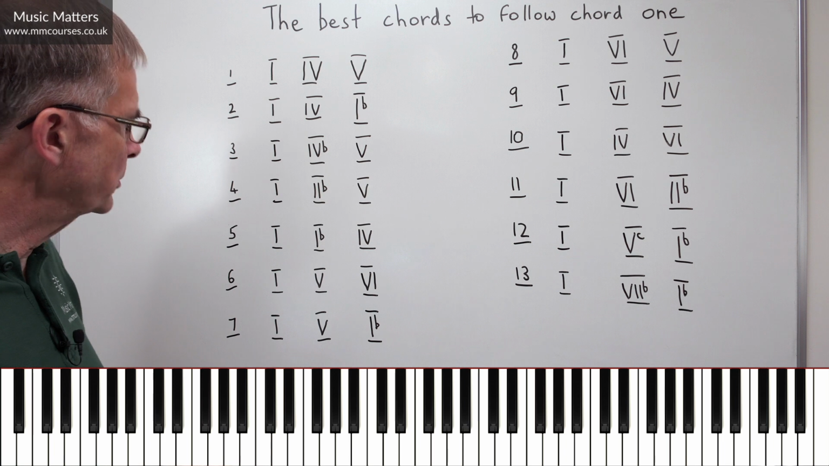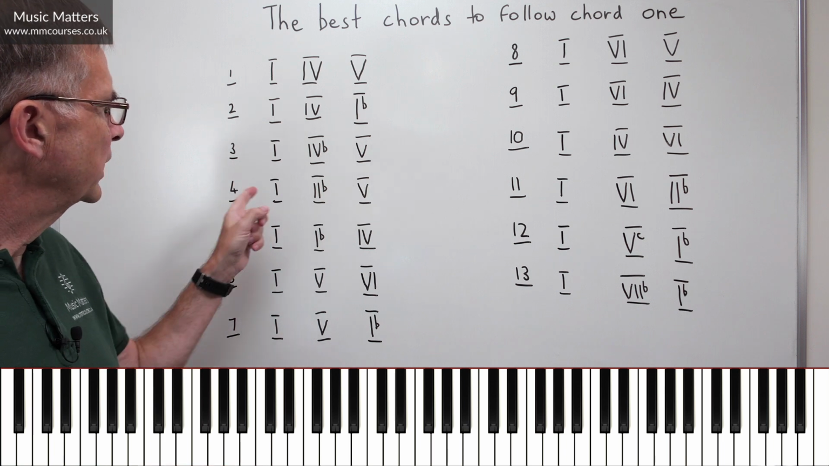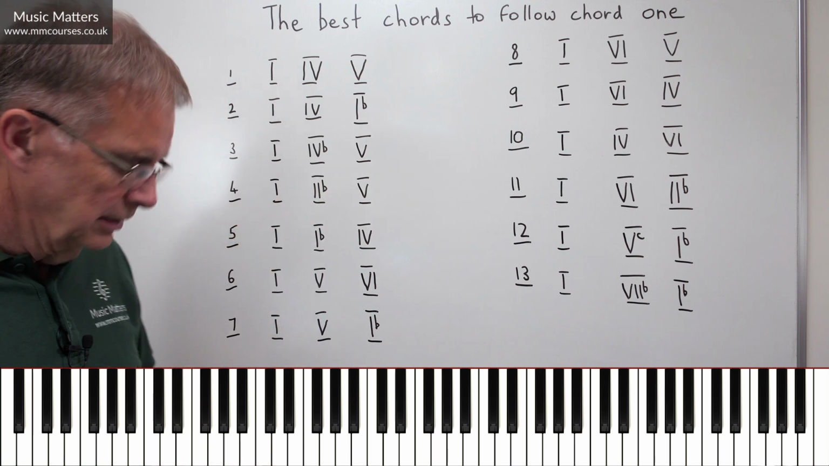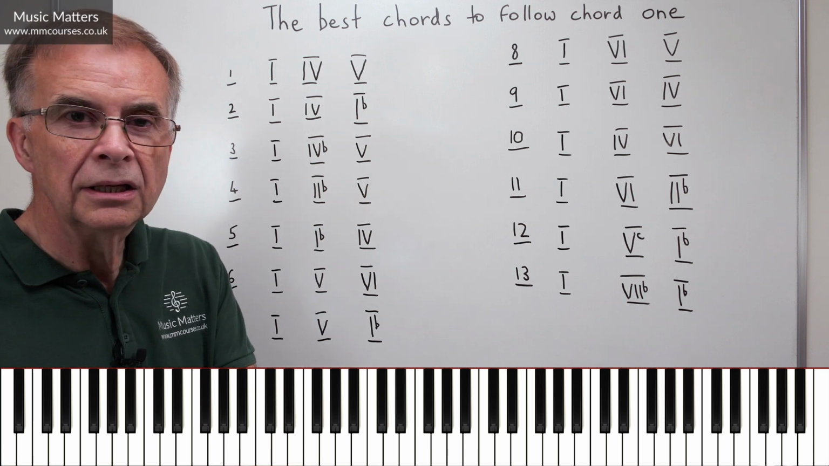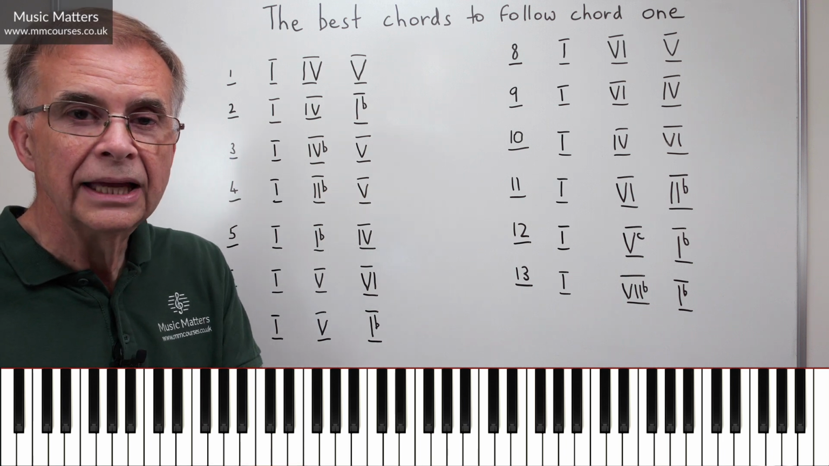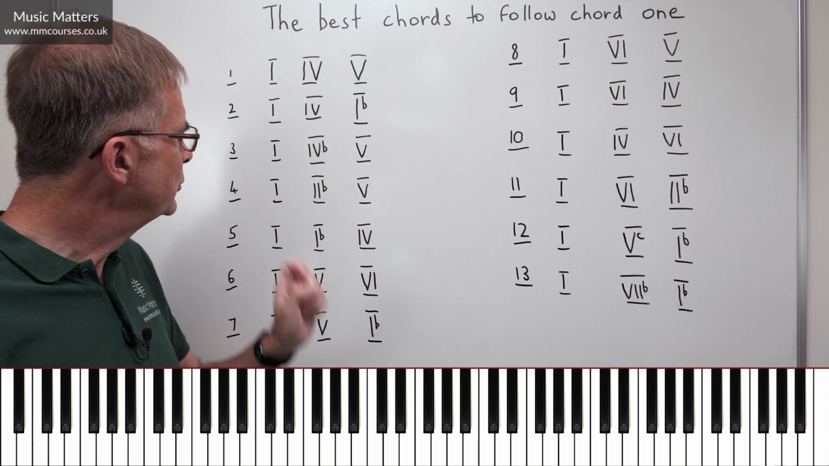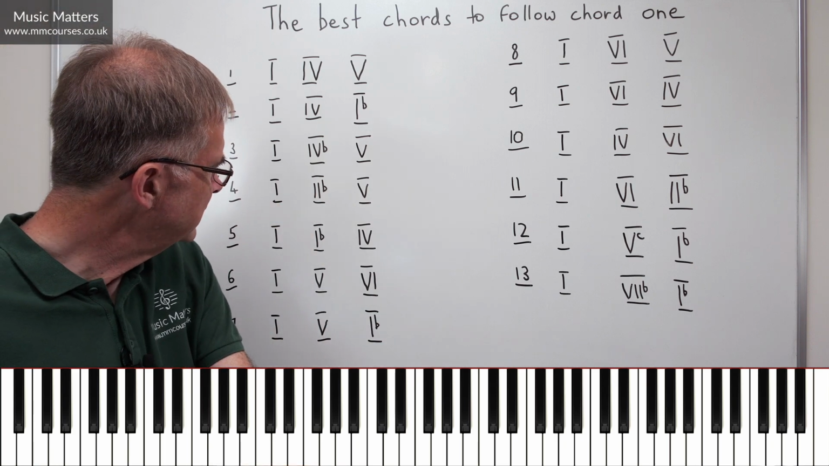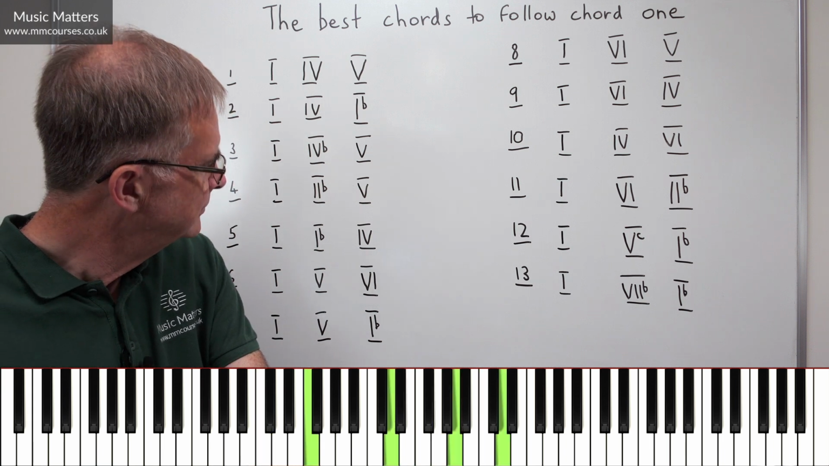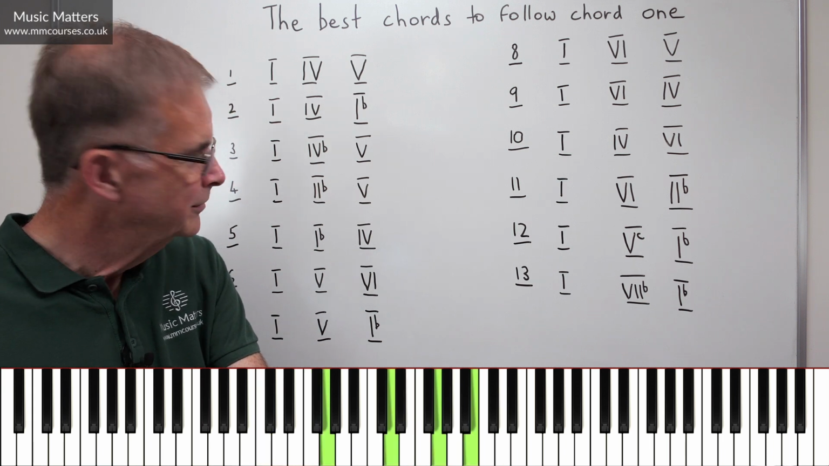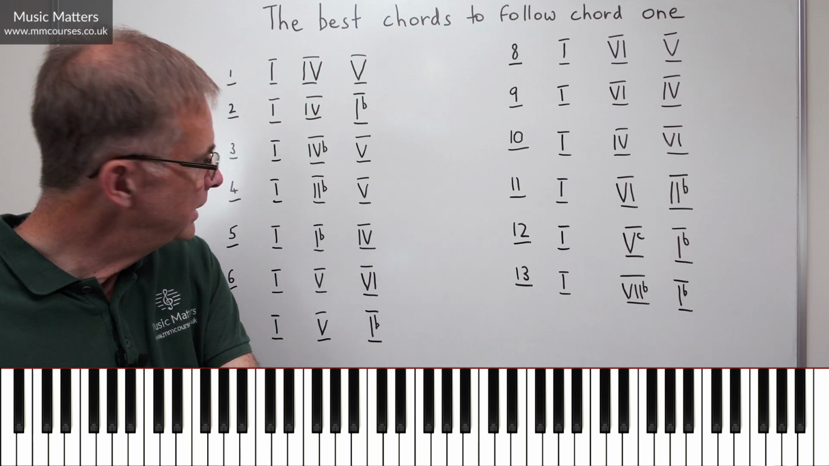Okay, let's move on. Option 4. And in option 4, we're going 1, 2B, 5. 2B or not 2B. It's what I call the Shakespeare chord. Anyway, 1, 2B, 5 in C major goes like this. Okay, or if I'm in a minor key, C minor.